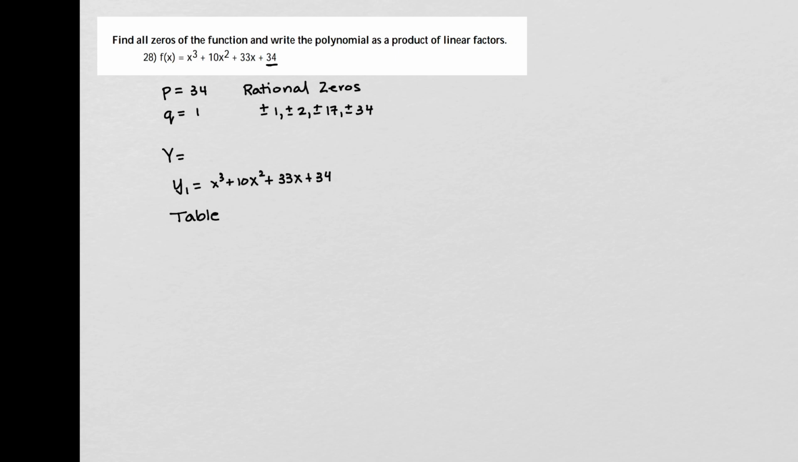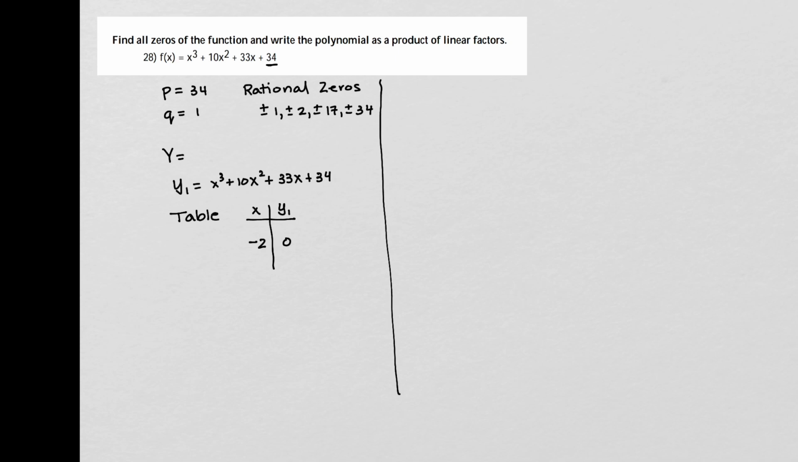And I look to see when we have our x values and values for y1, I'm looking to see what x value is paired with a y value of 0. And what we find when we do this is that we get x equals -2. So now I have 1 zero of my polynomial function.